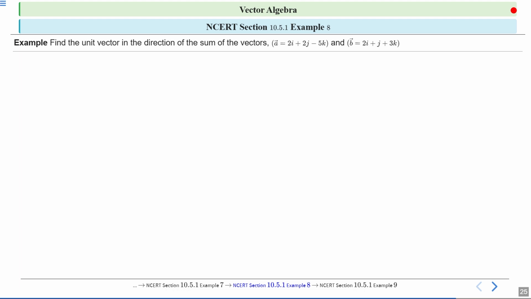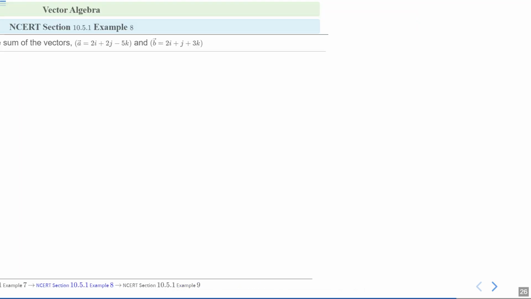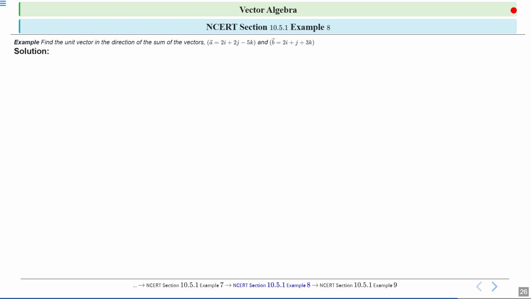So you all are requested to try to attempt the given question. After that, we will discuss the solution part, right? Okay, let's see how we can solve this. We have to find the unit vector in the direction of the sum of the vectors a vector, which is 2 i cap plus 2 j cap minus 5 k cap, and b vector equal to 2 i cap plus j cap plus 3 k cap, right?